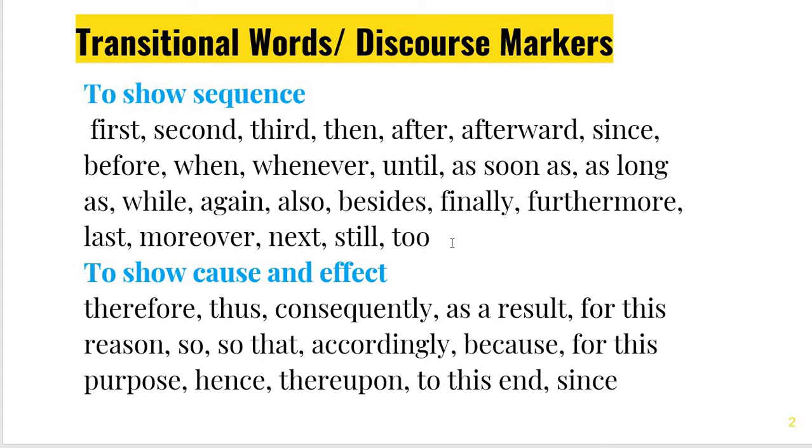To show cause and effect, in research we must mention cause and effect. Therefore, thus, consequently, as a result, for this reason, so that, accordingly, because, for this purpose, hence. Hence is an archaic word. Thereupon, to this end. Here, to this end means for this purpose. Since. Since is used with a point of time, but here since is also used to describe cause.